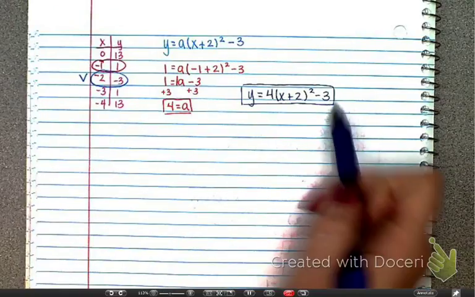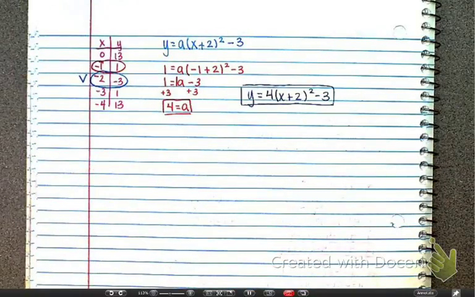Now, you at this point can tell me a lot about that graph, right? Hopefully. We already know what the vertex is. Can you tell me if it opens up or down? Up. So that's the orientation. What's the shape? It's a compression. Yes, skinny and compression are the same. What is the domain? Oh, good job.